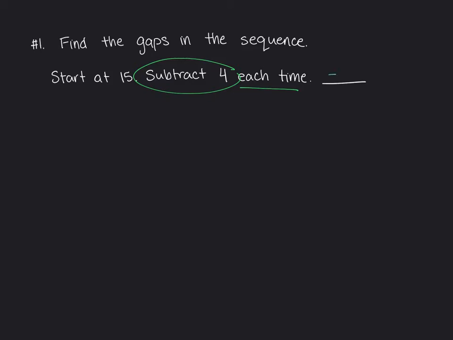So our gap would be -4. So if it's subtract, we'll put a negative. If it's add, we will put a positive, okay?